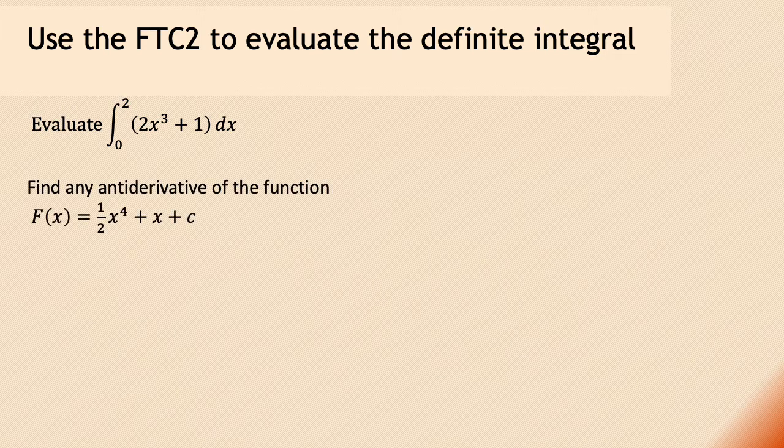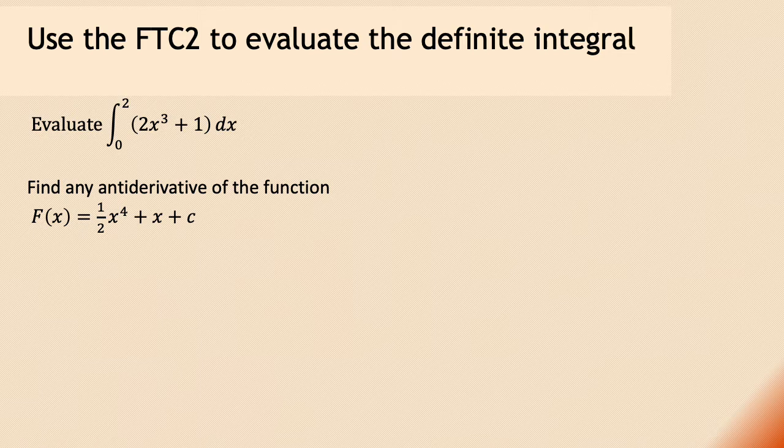So step 1 is we're going to find any antiderivative of the function 2x cubed plus 1. Just as a little reminder, to find the antiderivative, in this case we can use our backwards power rule. When we take 2x cubed, we add 1 to the power, we get x to the 4th. We divide everything by that new power, so you'd have 2x to the 4th divided by 4, so you end up with 1/2 x to the 4th.